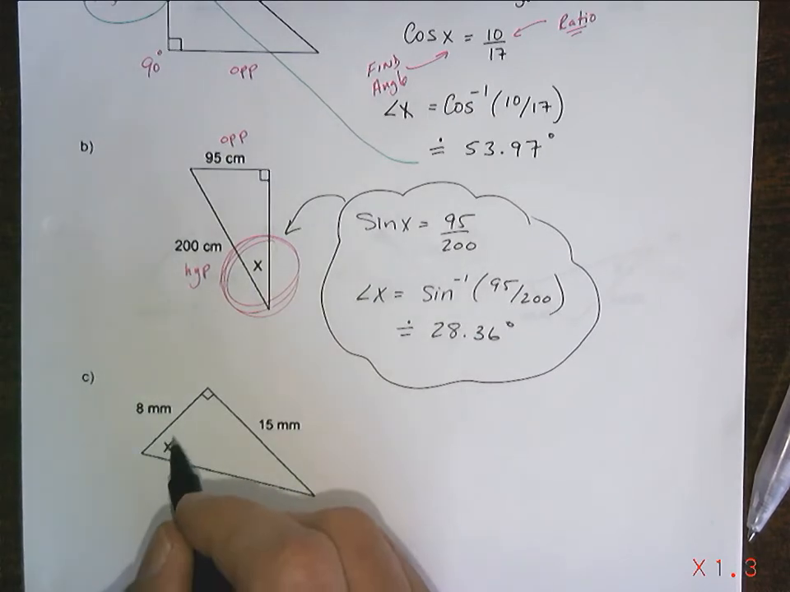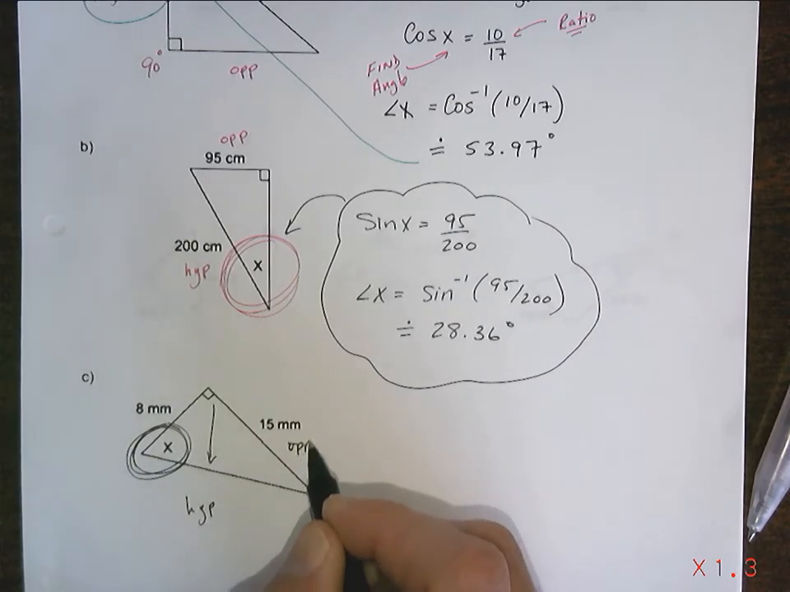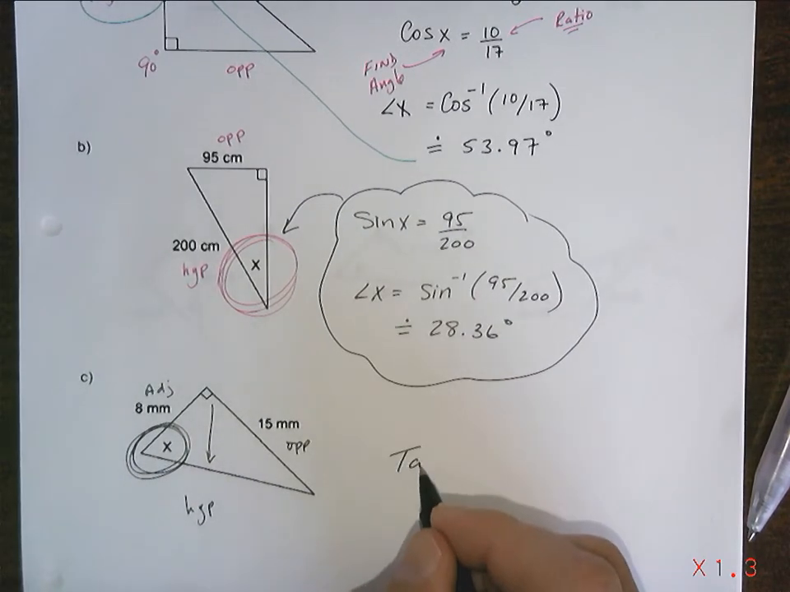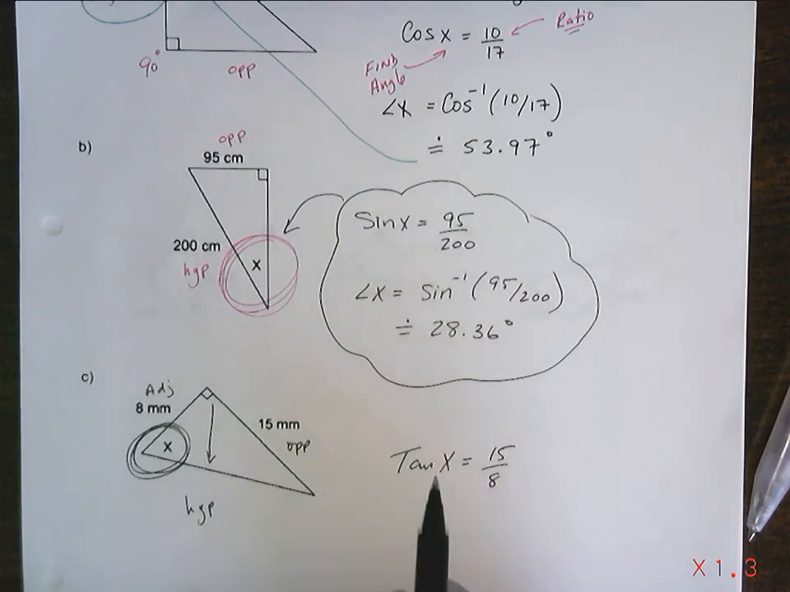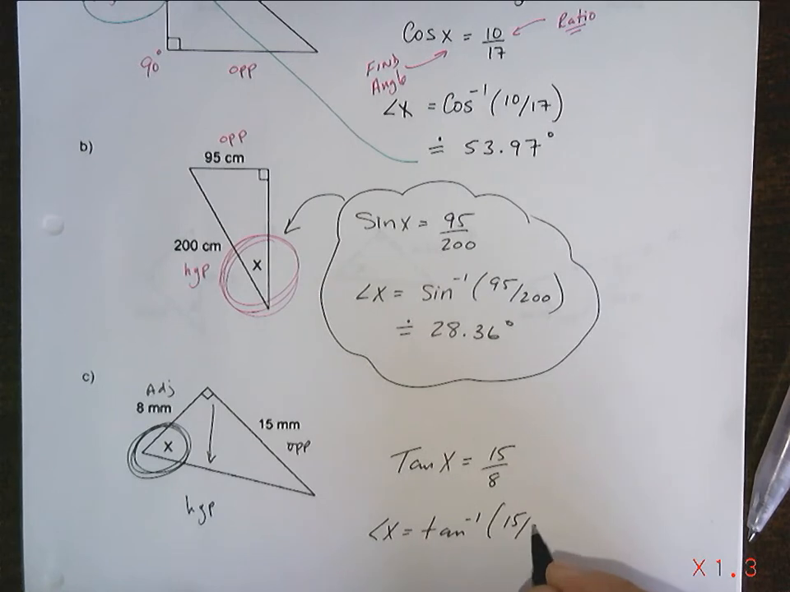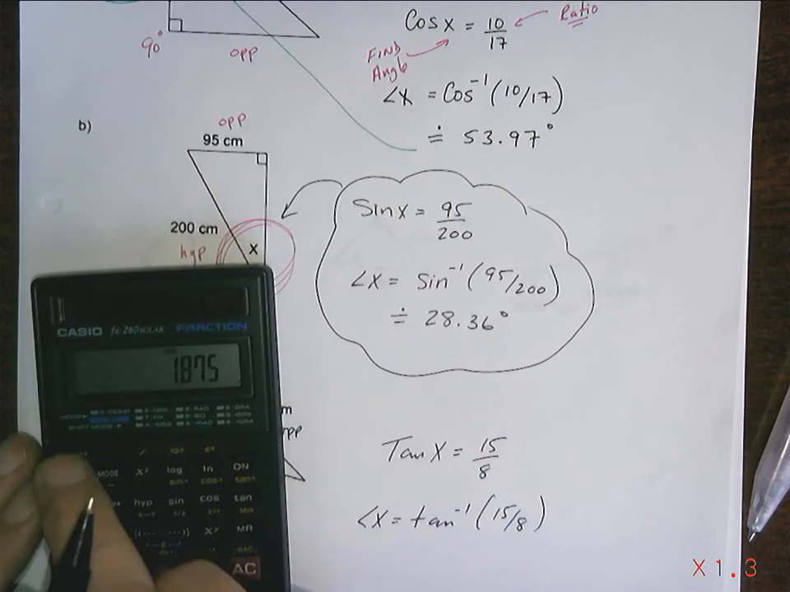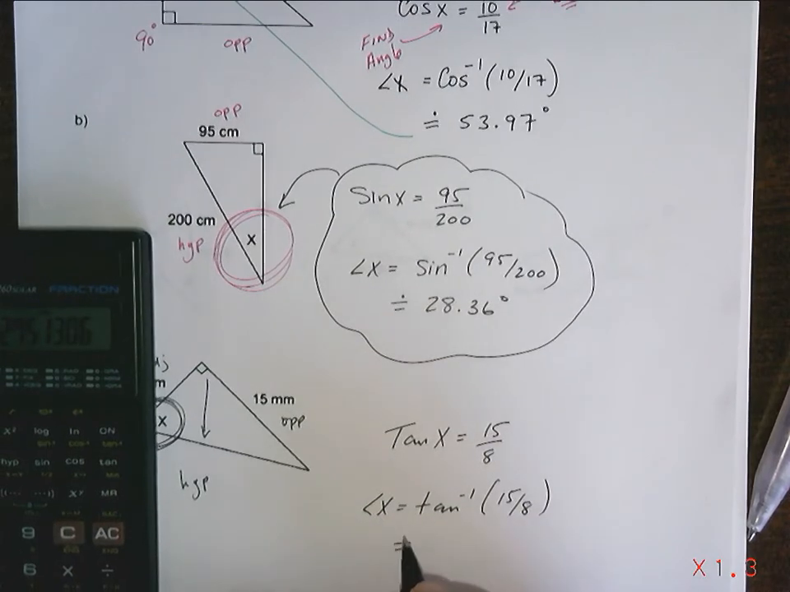Taking a look at what I have. Here's my hypotenuse. There's my opposite. There's my adjacent. What uses opposite and adjacent? Tangent. Tangent of x is 15 over 8. Notice I need to find an angle measurement, so I need to use the inverse. So angle x is going to equal the inverse of tan 15 divided by 8. 15 divided by 8 equals, second function, tan, 61.93 approximately. And those are in degrees.